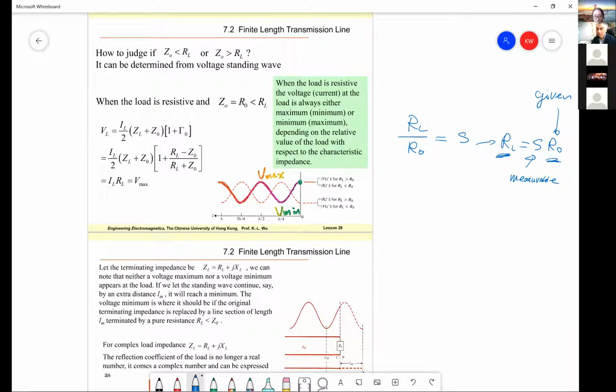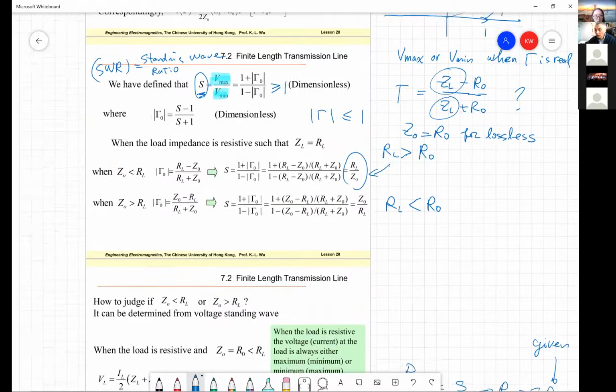What does that mean? If we know standing wave ratio, we know the reflection coefficient magnitude. And also the standing wave ratio magnitude is constant. You see why it's constant?